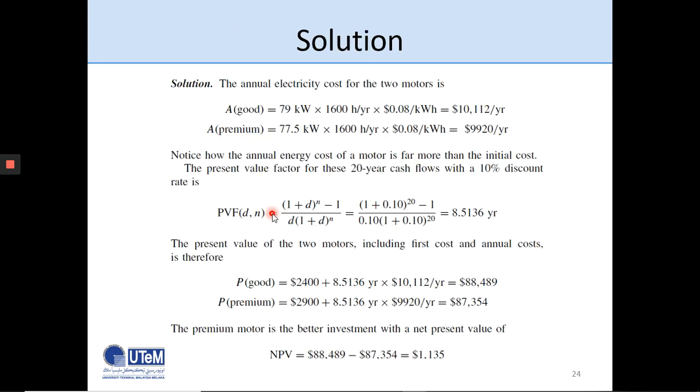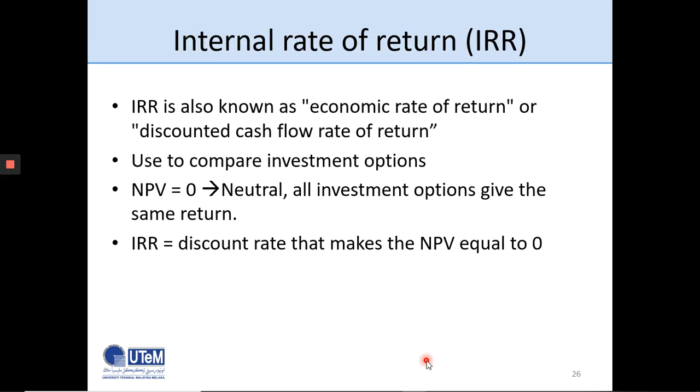For example, if we take the motor example here, when we calculate good and premium, we get the same amount. Then when we subtract, the value is 0. That means it doesn't matter whether we choose good or premium, you're going to get the same present value, the same rate of return. So internal rate of return is the discount rate that makes the net present value equal to 0. We can use the internal rate of return to determine which option is the best for us.